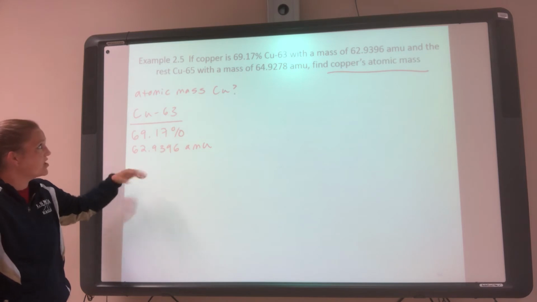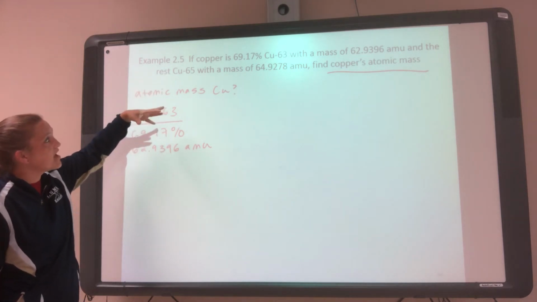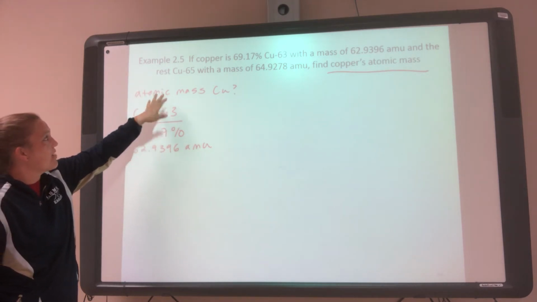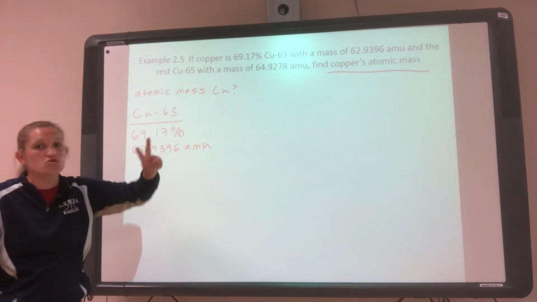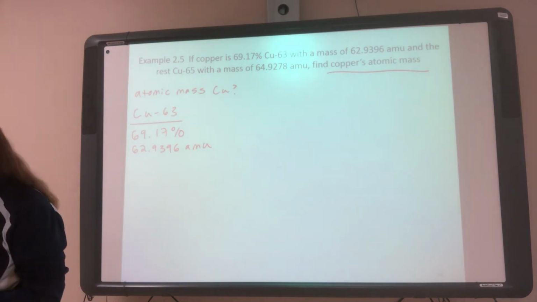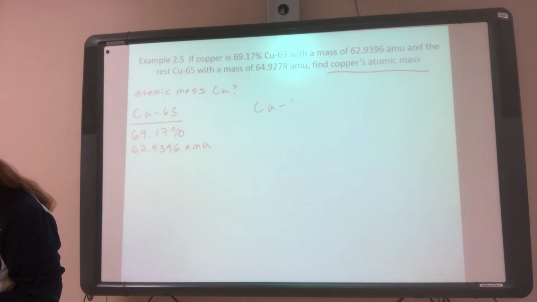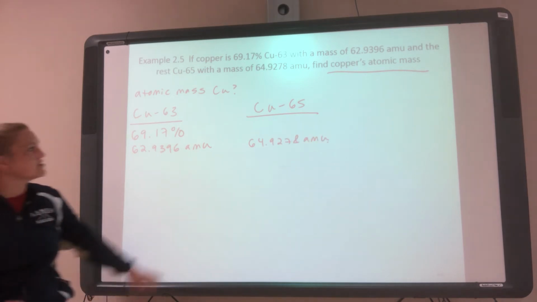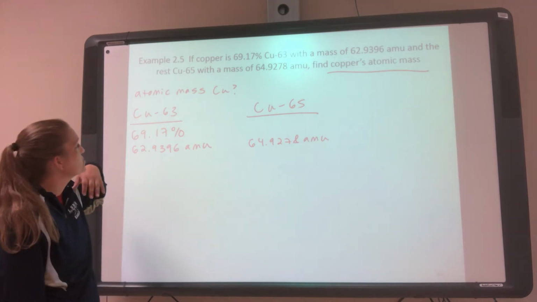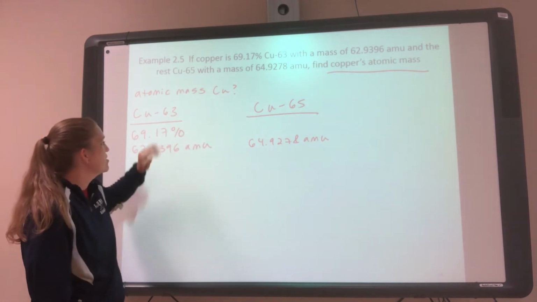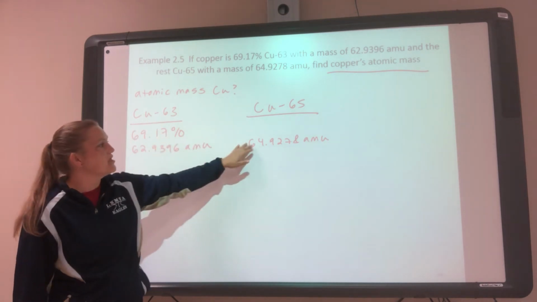Okay. What else do I know? I know that the rest of my copper is copper 65. So there's only 2 isotopes. So the other one is copper 65. What do I know about that? I know its mass. They don't tell me the percent abundance. So that's all my numbers. I have my two isotopes, my percentage of one, and my AMUs of the other.